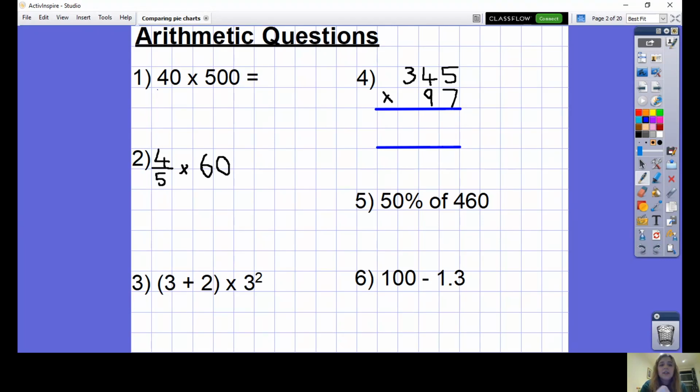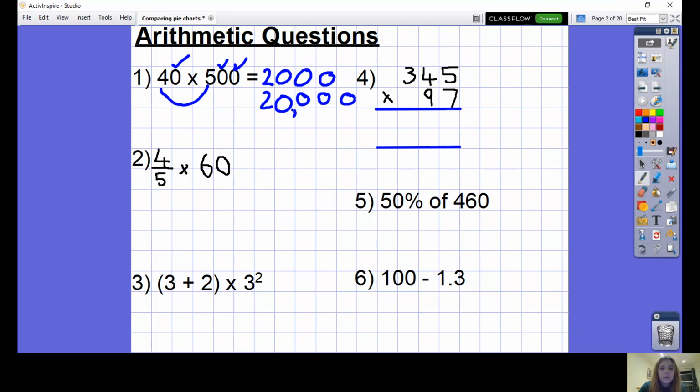Right, for this question here, if you said 2,000, you fell in a trap again. 4 times 5 is 20. That's 10 times bigger, that's 100 times bigger. So in total, that needs to be 1,000 times bigger: 20,000.